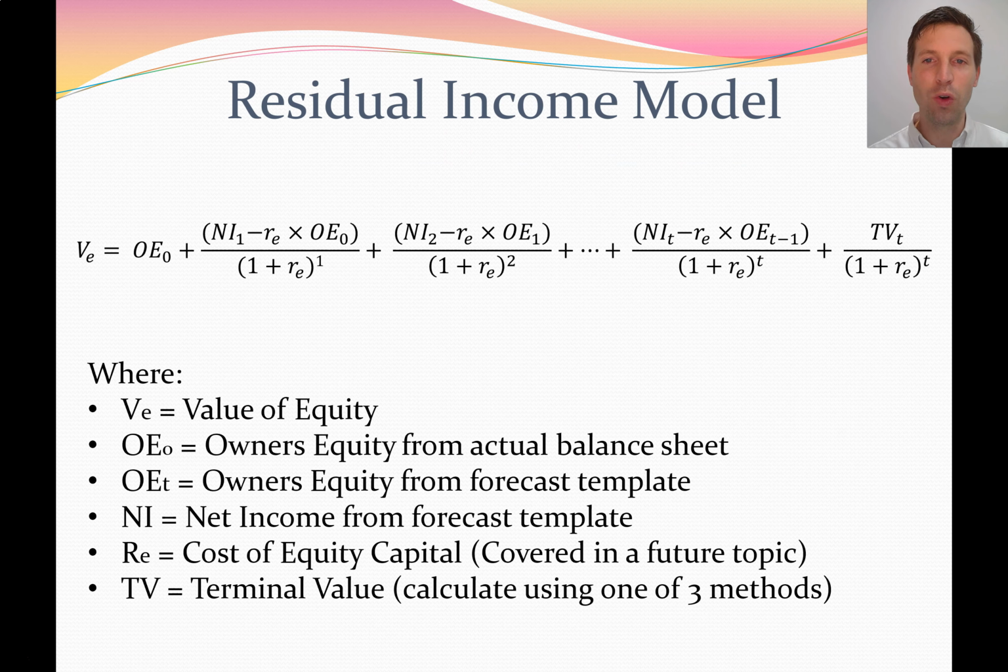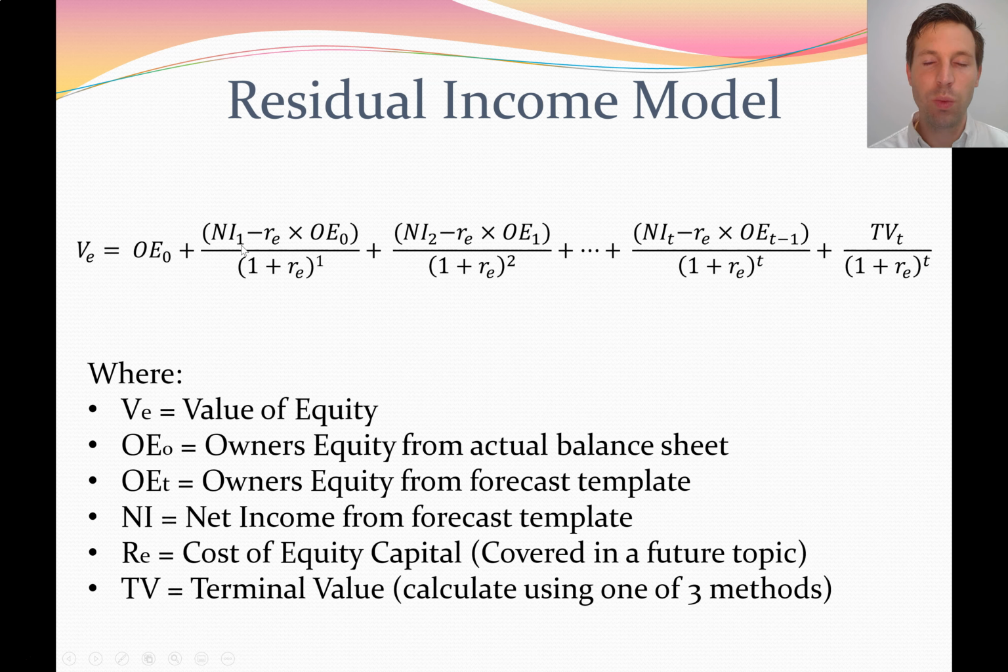Here's the residual income model formula. It says the value of a firm's equity, so VE stands for the value of a firm's equity, is equal to their owner's equity in time period zero. Time period zero means the current time period, the most recent balance sheet that you have access to. You look at the balance sheet and see their owner's equity balance, and that's the first term of the formula. Plus, in the brackets, NI, the net income or the profit of the business in time period one. That means we're forecasting the net income one year ahead. Minus RE, the cost of equity capital, times owner's equity in the current time period zero. The term in the brackets is what's called residual income.